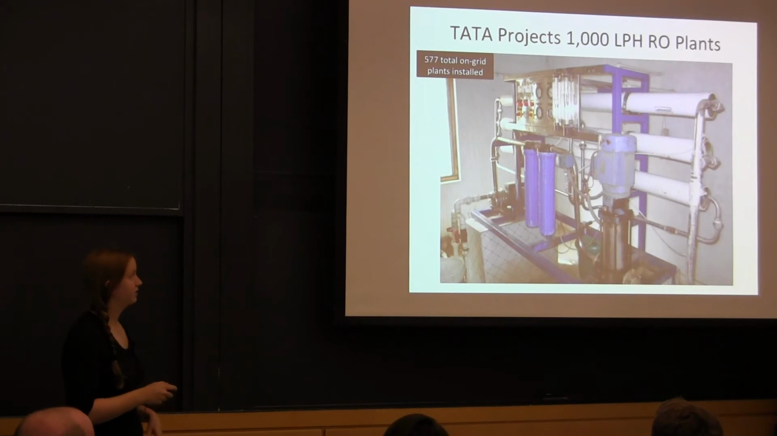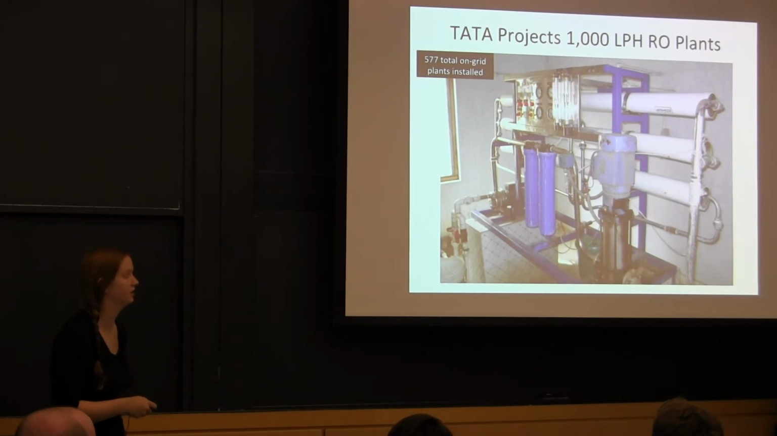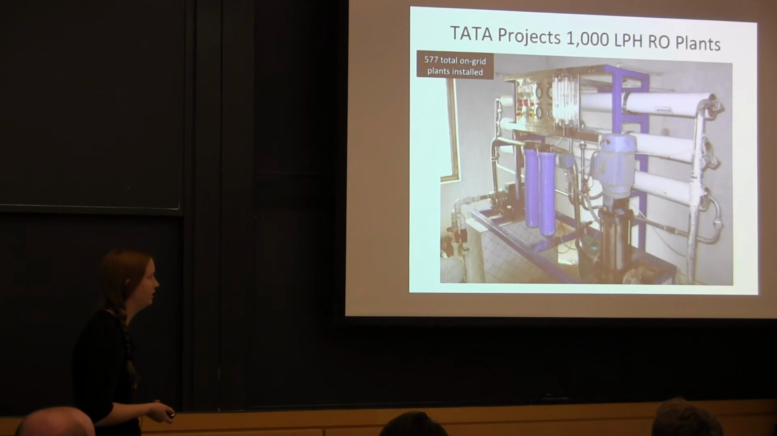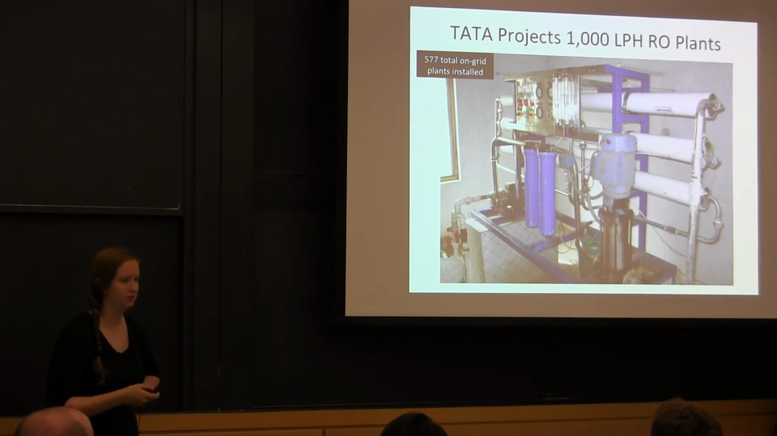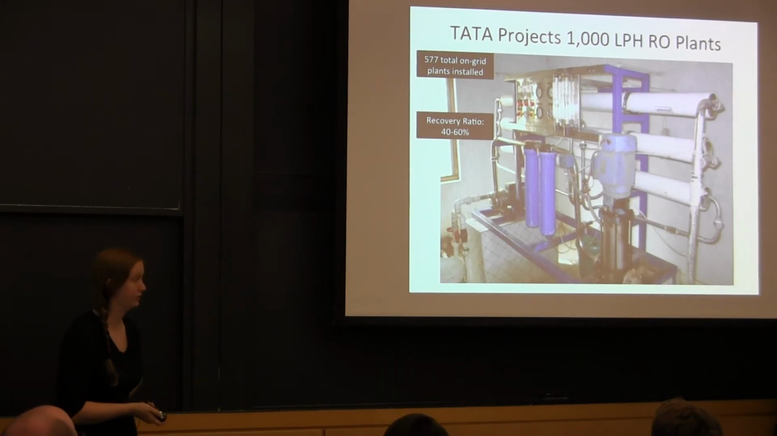So Tata Projects, the 1,000 liter per hour RO plant that I talked about earlier, they have almost 600 of these, or probably now 600 of these installed. They are on-grid plants, so they do use the village electricity supply. Usually that electricity is only available for about 5 hours per day. So that means that the system is oversized in order to meet that demand, and it has a recovery ratio of only about 40 to 60%.